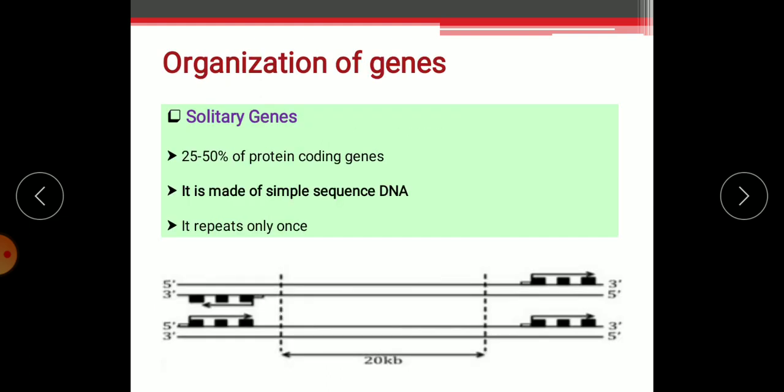Now the organization of genes, if we come to the discussion of genomic organization: the simple sequence DNAs mainly comprise the solitary genes, which are present only once, and 25 to 50% of protein coding genes are there. Like here is one sequence, then after 20 kb there will be another repetition of the sequence. That is the simple sequence DNA, which comprises these solitary genes, and these protein coding genes are repeated only once in the haploid genome.